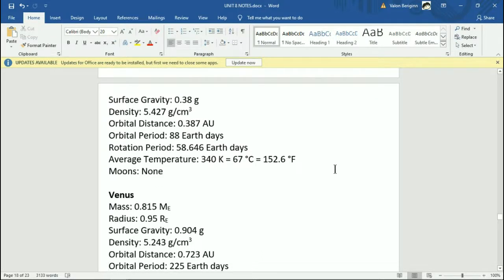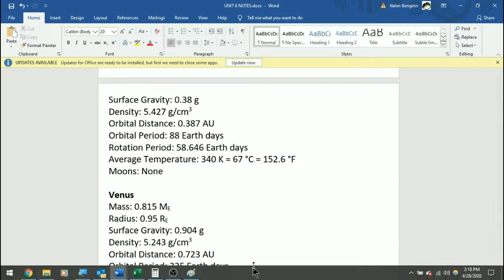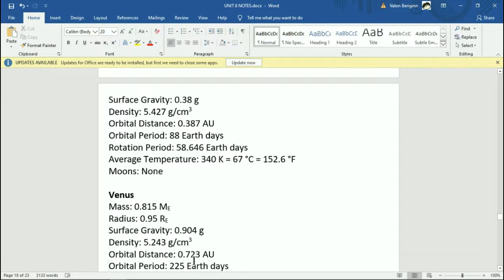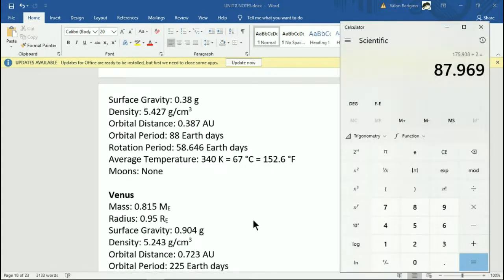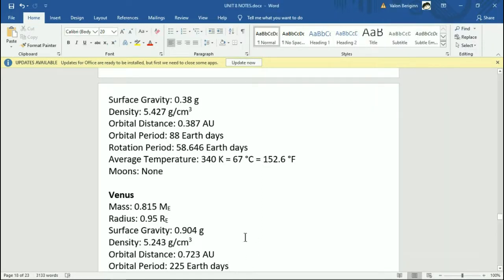Orbital periods: Mercury orbits the sun in 88 Earth days. Venus orbits the sun in 225 Earth days. Let me double check. But yeah, it orbits at about that range. So, nothing too surprising.